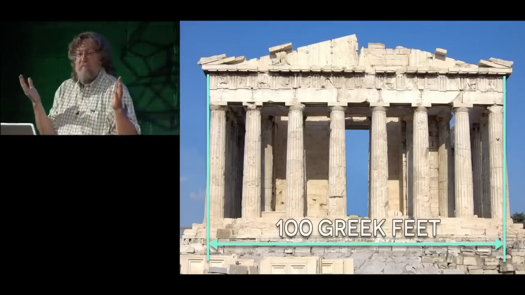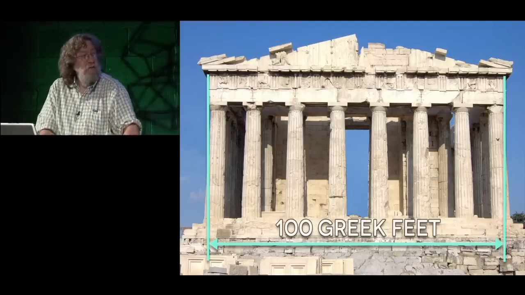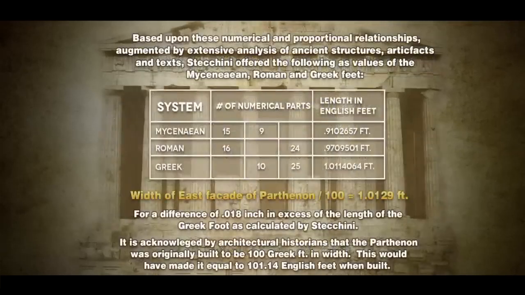So how long was a Greek foot? A little bit longer than our modern foot of 12 inches. Before we do that, let's look at the dimensions of the Parthenon. Based upon our American feet that we use, the east facade is 101.2957... feet. So if we divide that by 100, we get the length of the Greek foot, which would have been 1.0129, etc., of our American, which are actually the British feet. Okay, I better write that down so we don't forget it.